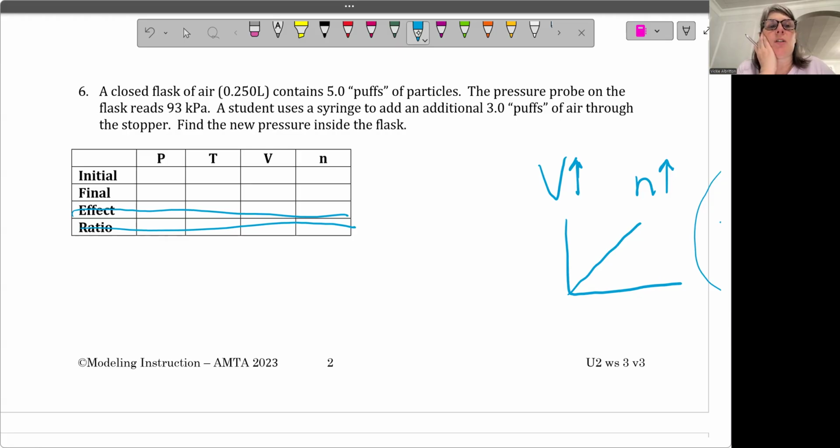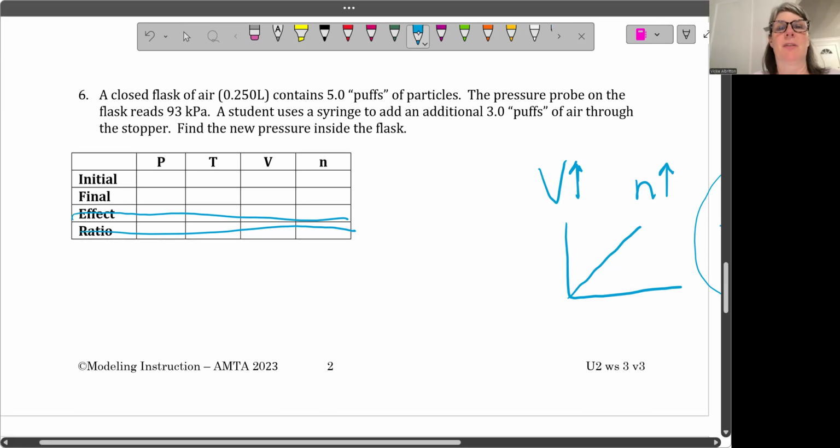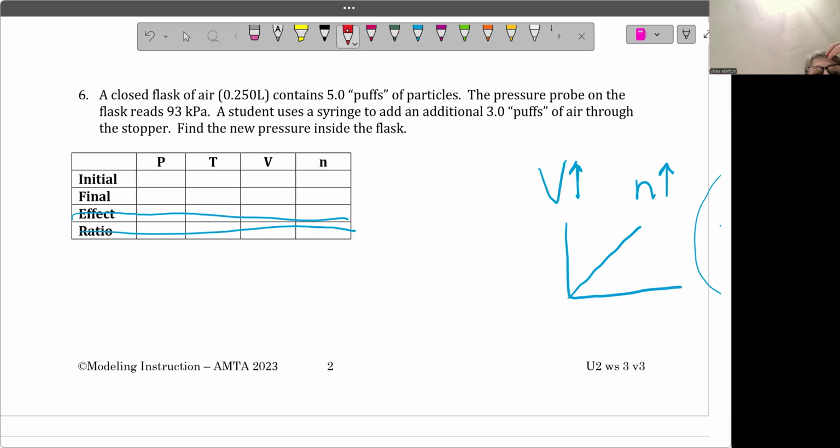The pressure probe on the flask reads 93 kilopascals. A student uses a syringe to add an additional 3 puffs of air through the stopper. What will be the new pressure inside the flask? Well, the flask hasn't changed, has it? So the flask will always be a volume of 0.25. So since that's staying the same, we'll just ignore the volume because it's staying constant.